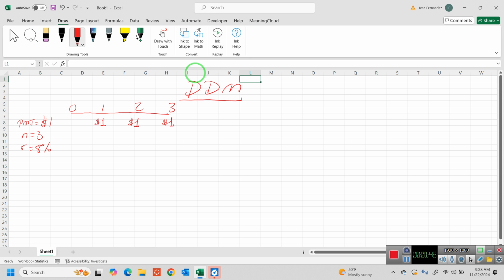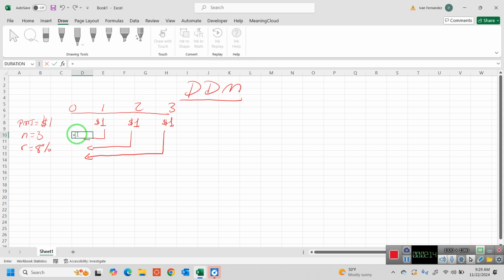There are multiple ways you can find the value of this, but let's do it the easiest way, which would be to find the present value of each of these discounted to today, and then add them up to get the total present value.